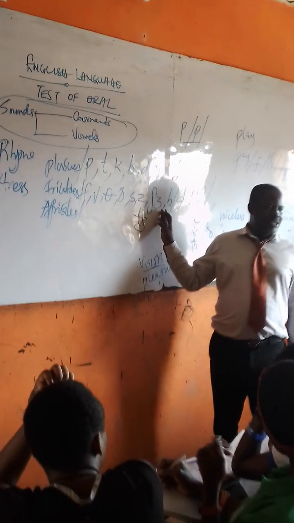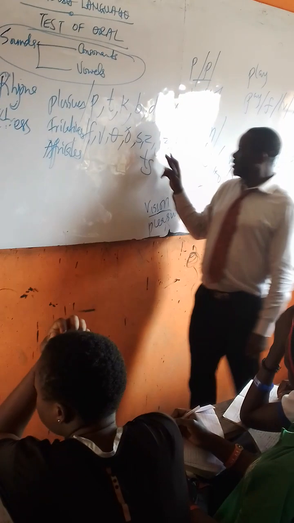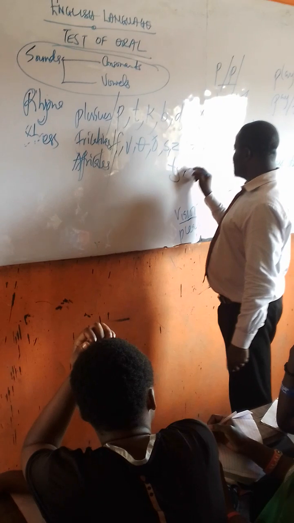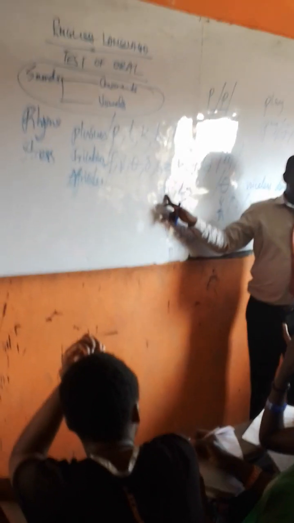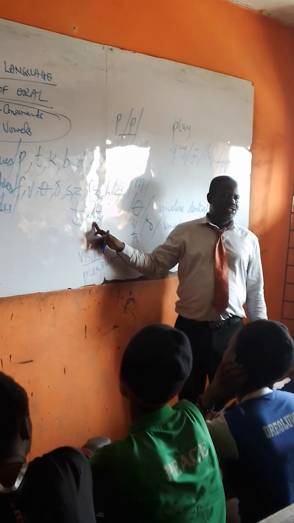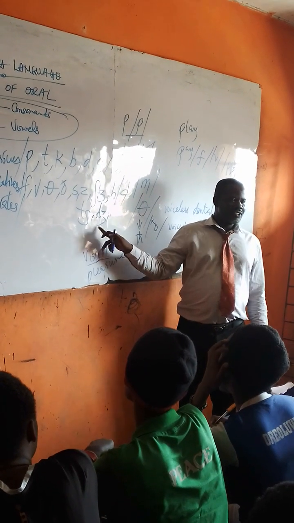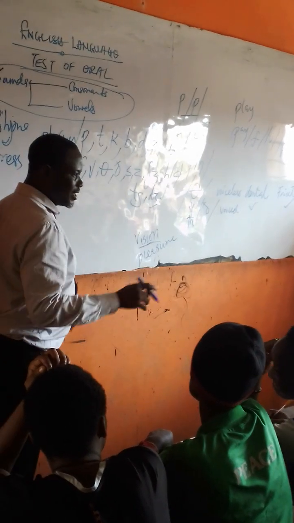Look at your j and your d. D plus zh gives you j. This is ch. Ch. Okay? Ch. Charger. So those are the two affricates in English.